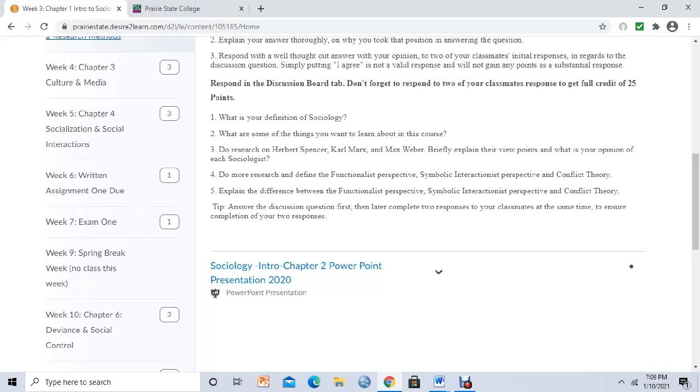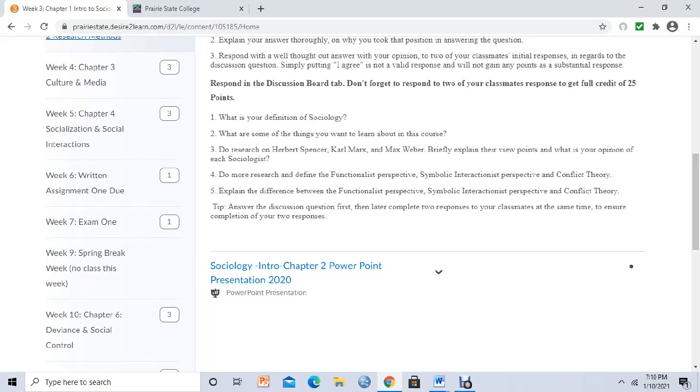So, number 4, do more research and define the functionalist perspective, the symbolic interactionist perspective, and the conflict theory. And then number 5, explain the difference between these theories as well. I'm not jumping up and down for real lengthy answers. I'm looking at 250 words, which should be enough, especially when you talk about 3 different perspectives in 4 and 5. When you're talking about 3 different sociologists, I need 250 words or more. What are some of the things you want to learn can be way beyond 250.